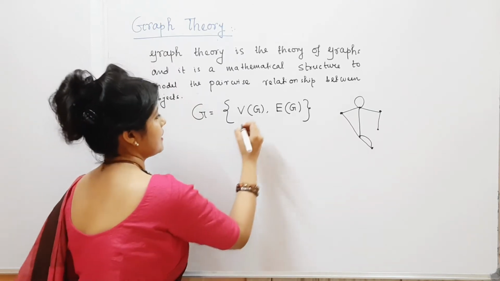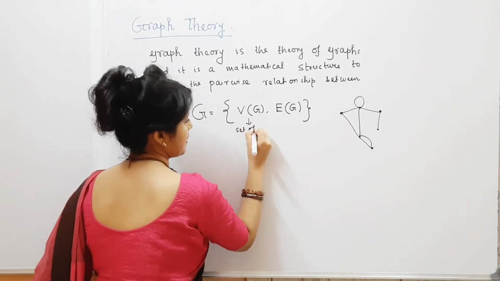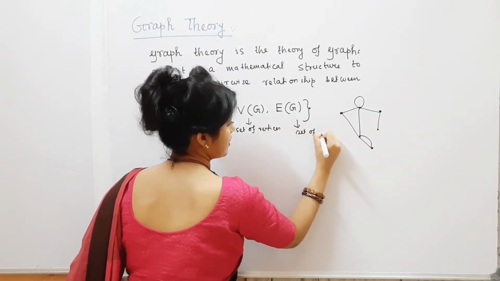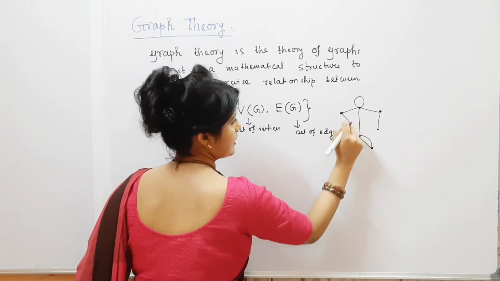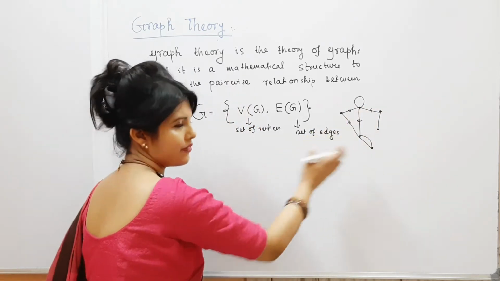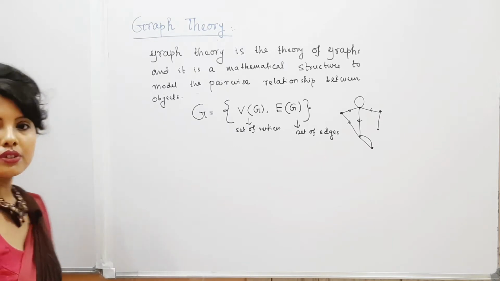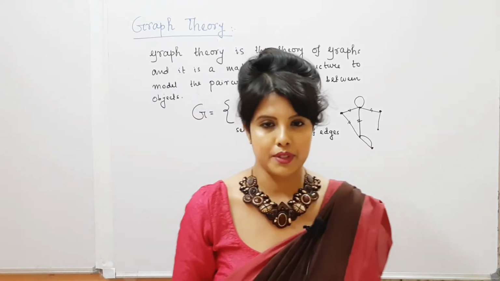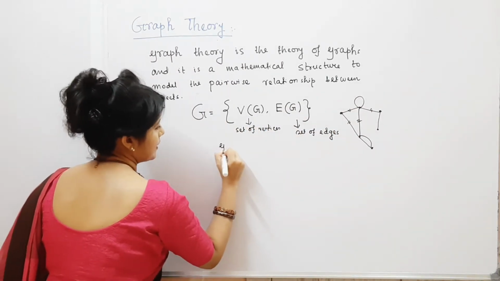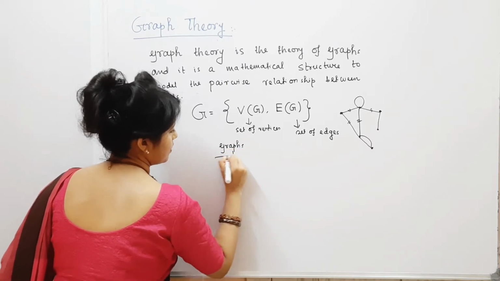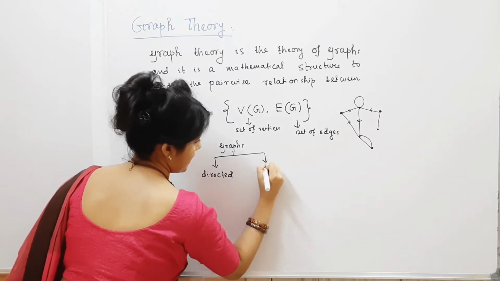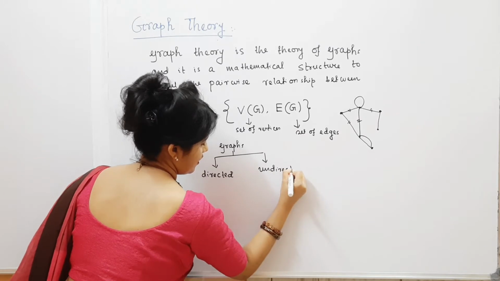The number one is the set of vertices and the number two is the set of edges. These are the edges, and these points are the vertices. So this is an example of a graph. Now according to graph theory, graphs may be of two types: one is the directed graph and another is the undirected graph. So the classification of graphs is like that, it may be directed or undirected.